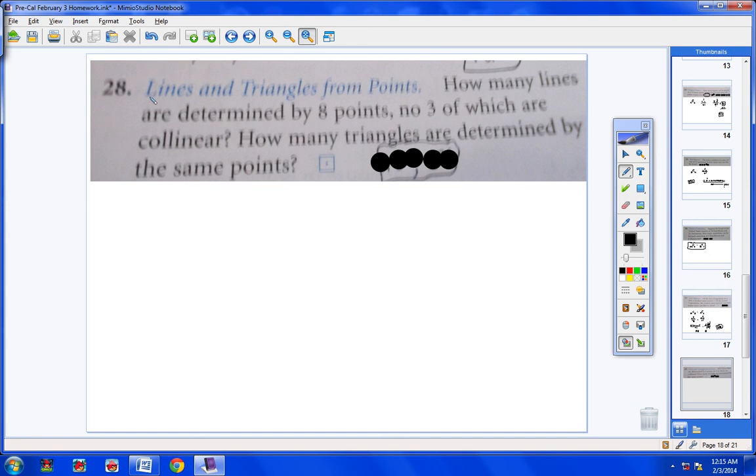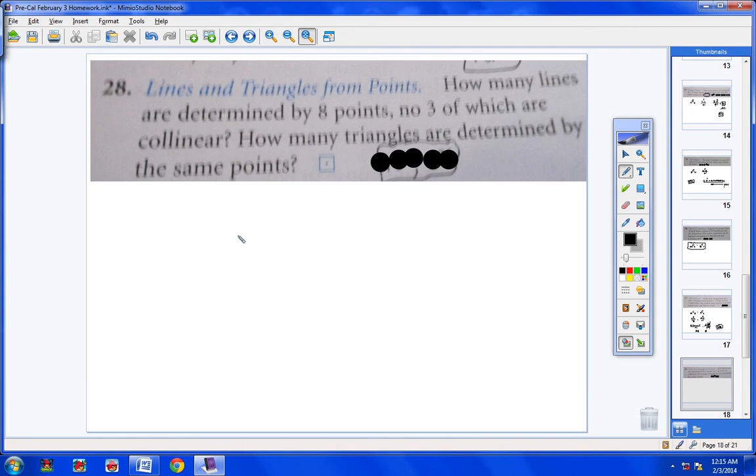Number 28, lines and triangles form from points. Let me get a quick drink here while we look at this. There's 2 questions here. Let's focus on the first question first. How many lines are determined by 8 points? No 3 of which are collinear.